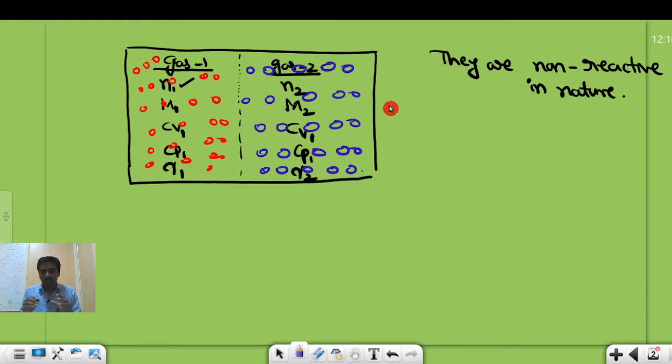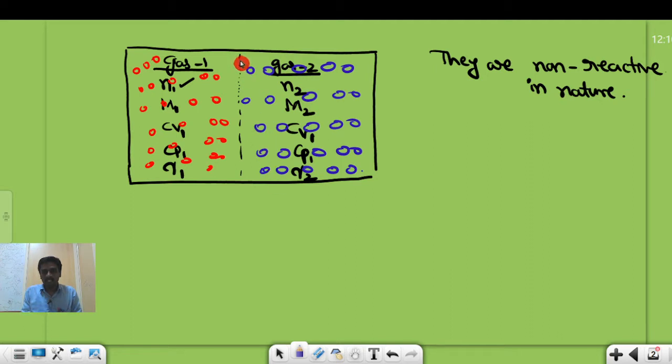To do this experiment, we need to follow a specific condition: the two gases must not be reactive in nature. Only then can we use this formula that we are going to derive now. If the gases are reactive, we are unable to use it. As per our syllabus, we are dealing with non-reactive gases only.